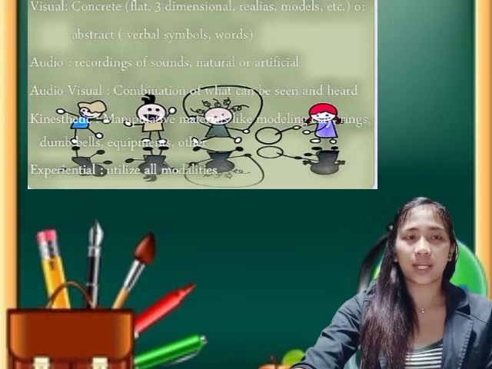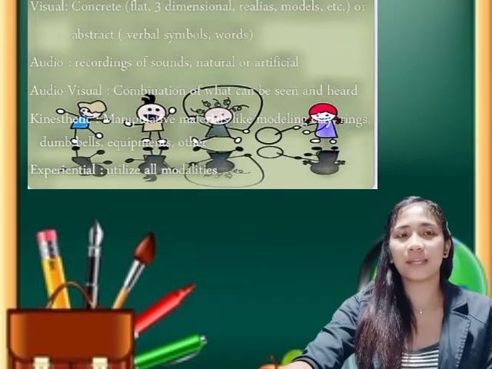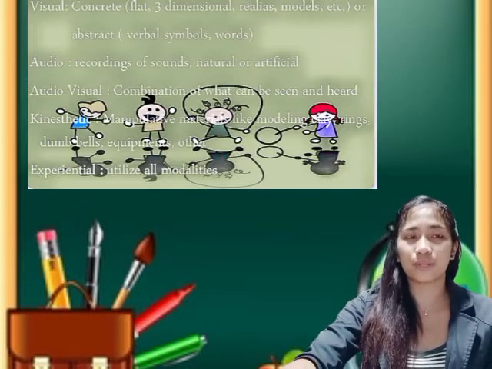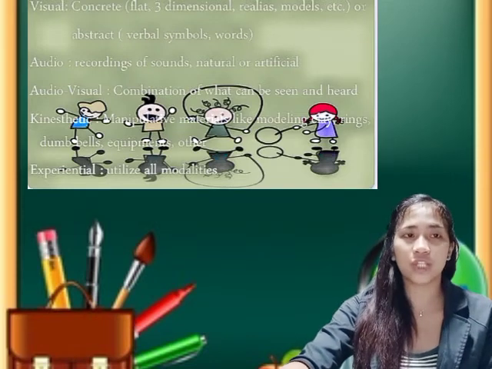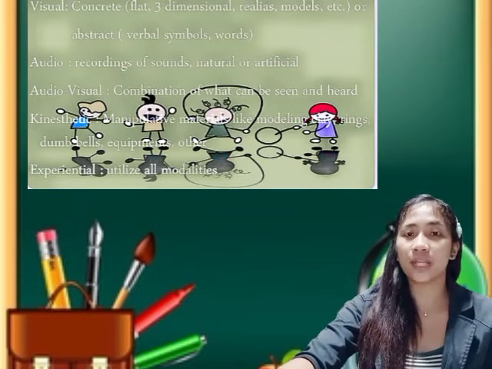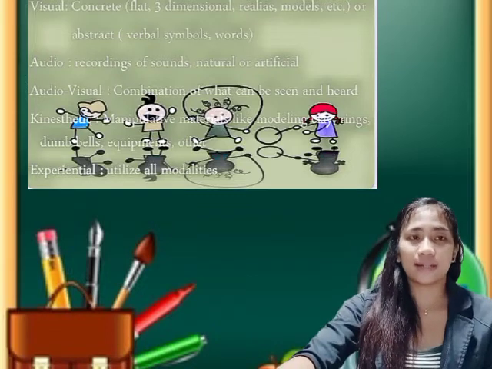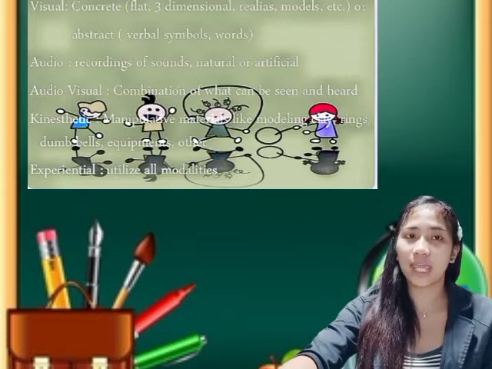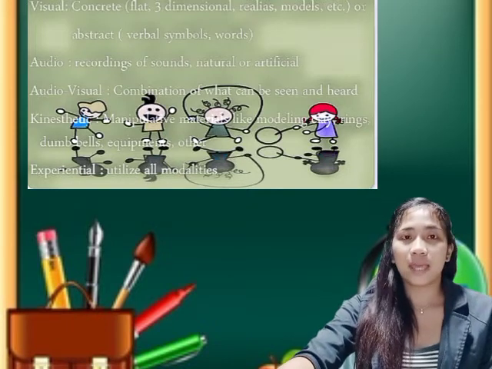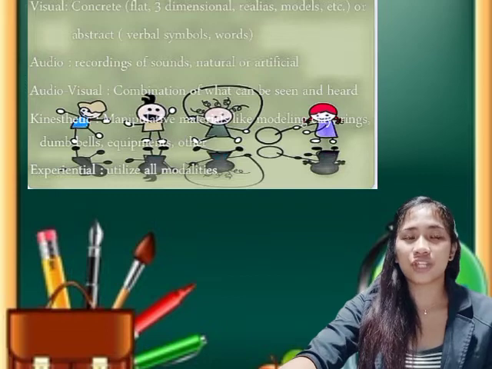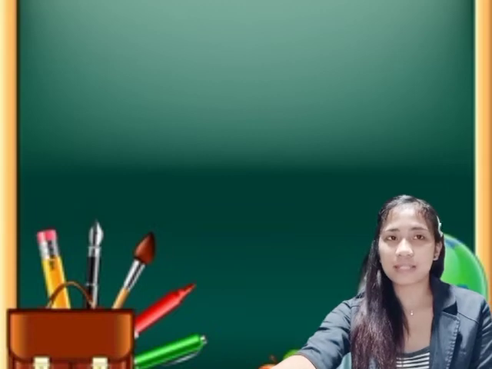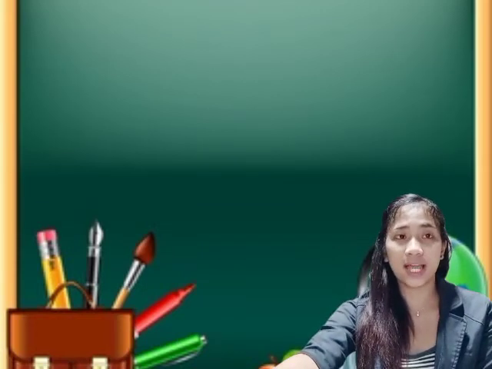Visual, concrete, flat, three-dimensional, realistic, models, or abstract, the verbal symbols or words. In audio, recordings of sound, natural or artificial. Audiovisual, combination of what can be seen and heard. Kinesthetic, manipulative materials like modeling clay, rings, dumbbells, equipment, others. Experiential, utilized to all the modalities. Methods and materials must implement the plan, taking action.